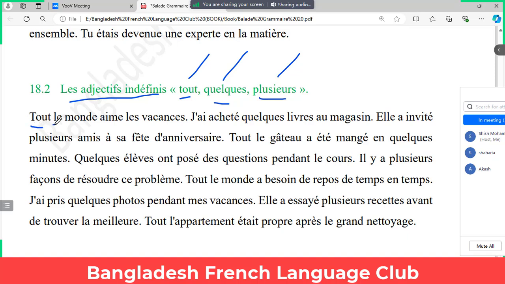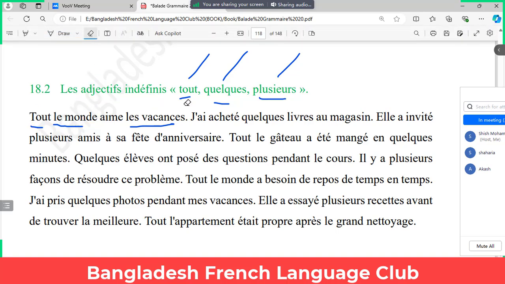Like tout le monde. Okay, tout le monde aime les vacances. So tout le monde in French, please take note. Tout le monde means everyone. So everyone likes the vacation, right? Les vacances.